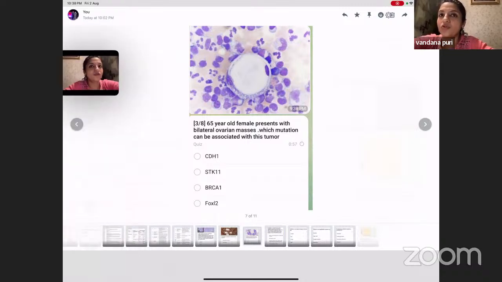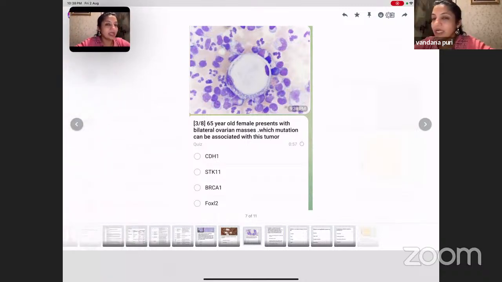That is one thing that you always have to know. Okay, so that is the point that you have to remember. Again, looking at the other mutations, STK11 is basically for Peutz-Jeghers syndrome, BRCA1 is for epithelial ovarian tumors, and FOXL2 is for granulosa cell tumor.